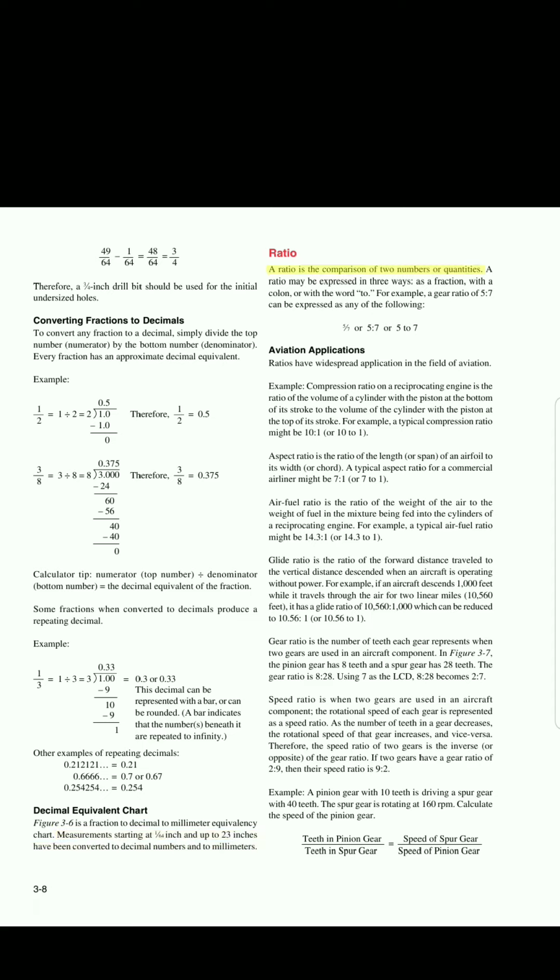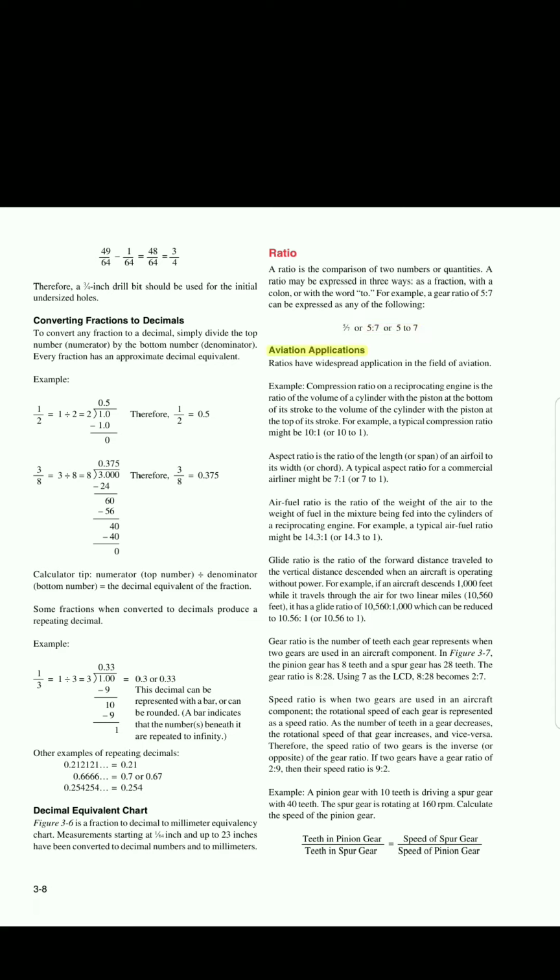Ratio. A ratio is the comparison of two numbers or quantities. A ratio may be expressed in three ways: as a fraction, with a colon, or with the word "to." For example, a gear ratio of 5:7 can be expressed as 5/7, 5:7, or 5 to 7.